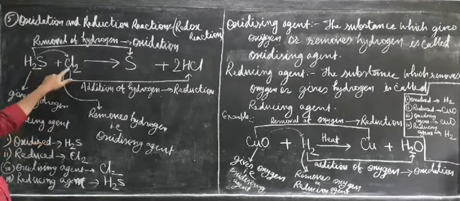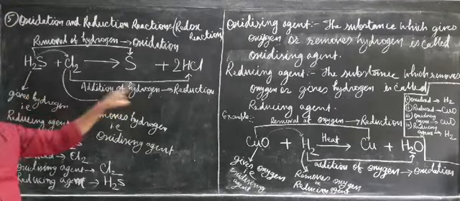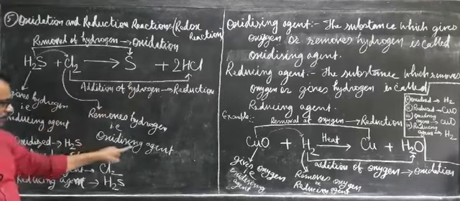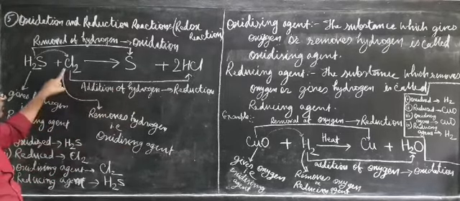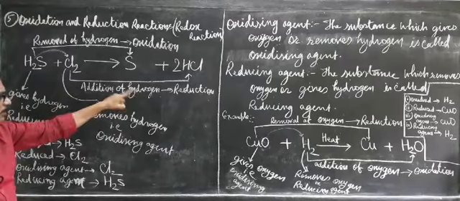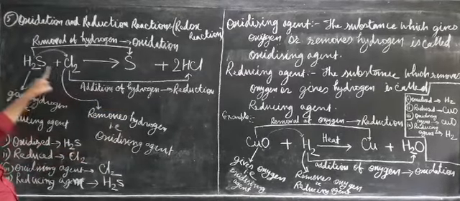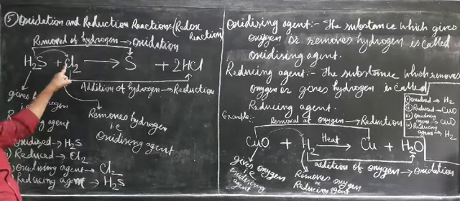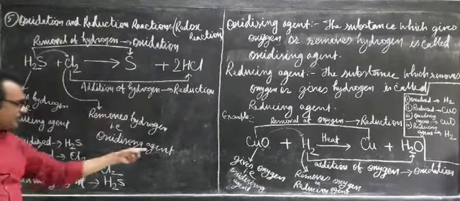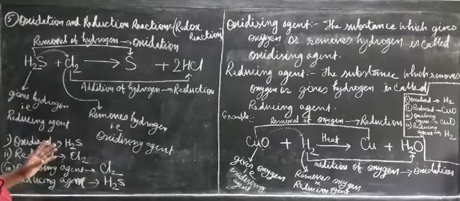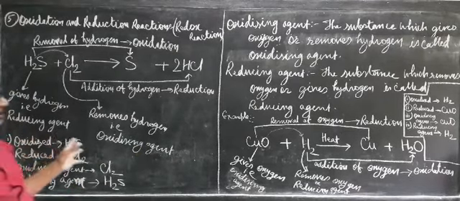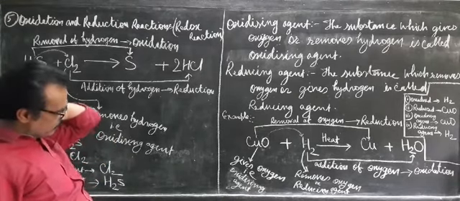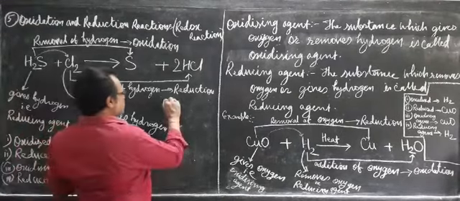Now see here, chlorine is undergoing reduction. But what kind of agent is it? Oxidizing agent. So anything which undergoes reduction is an oxidizing agent, and anything which undergoes oxidation is a reducing agent. This is another way you can identify the oxidation and reduction reaction, as well as the oxidizing agent and reducing agent. And one more word is used.